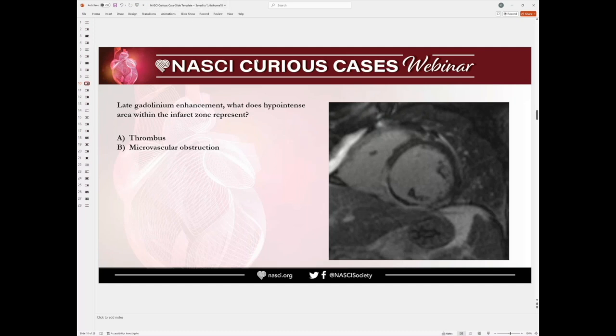Yes, this is MVO. The question will come from the resident: why is it not thrombus? Why is it not thrombus? It looks like a thrombus here. Anybody has an answer? How can we differentiate MVO from thrombus?